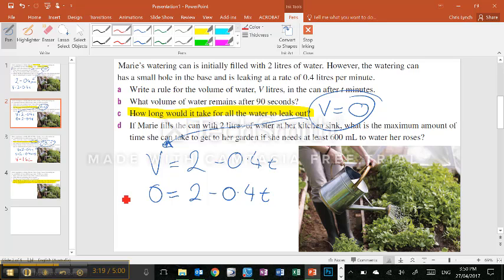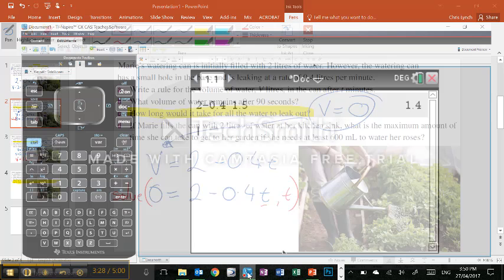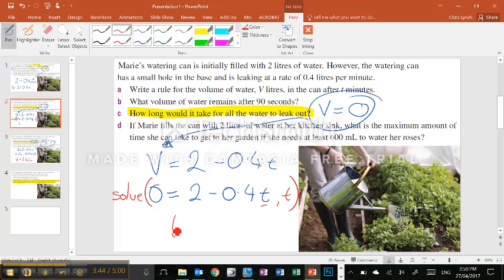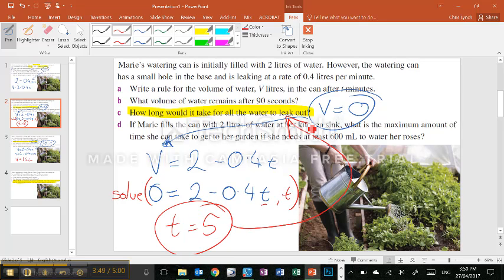From here we can solve this algebraically, or we can use the solve feature, and we're obviously solving for T. So we can put that into our calculator. Solve 0 equals 2 minus 0.4 T, comma, T. Hit enter and we'll see that T equals 5. So the time equals 5, meaning after 5 minutes all of the water has leaked out.